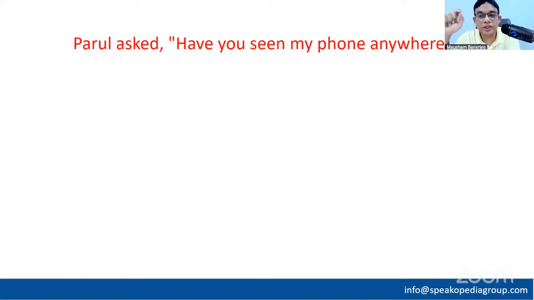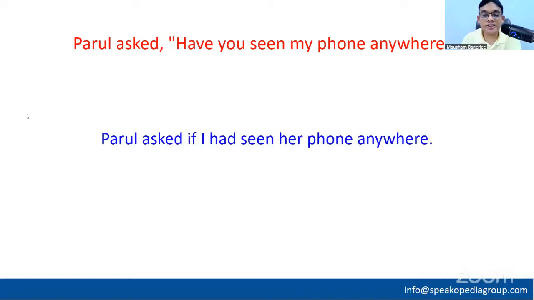So make a sentence with this. Parul asked, have you seen my phone anywhere? Here comes the answer. Parul asked if I had seen her phone anywhere. This is the indirect speech. See how the sentence is getting changed from direct to indirect speech.